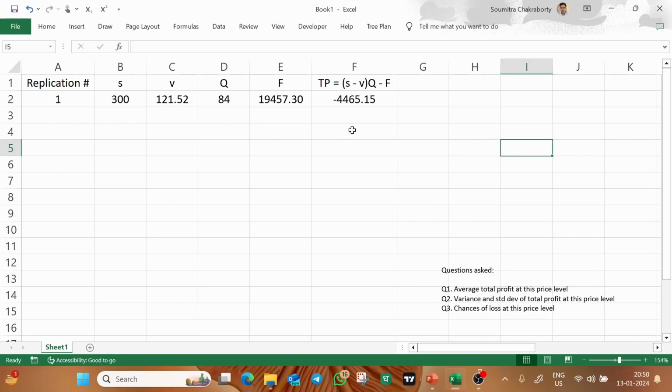Okay, so this is our first replication. So what is the next replication? Replication number 2, so this plus 1. What is going to be the selling price? It is the same. The selling price is not changing. It is the decision variable, or the controllable variable, that is in your hand. So the same $300 is your selling price.